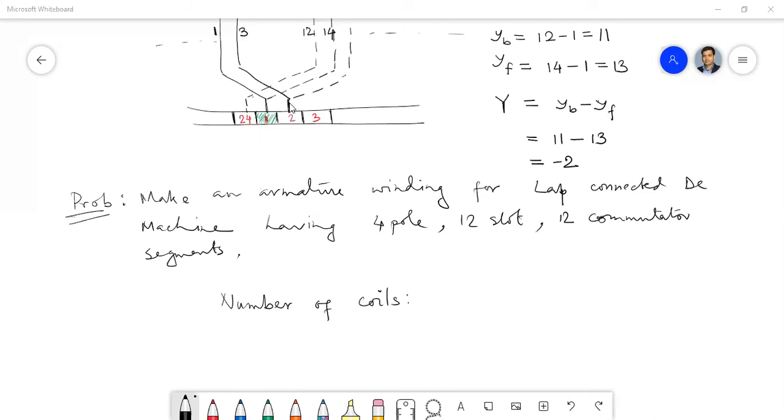So one finish end and one start end is connected. How can we say it will be 6? Anybody else can answer? Then it will be 12. Sir, 12. I can answer.